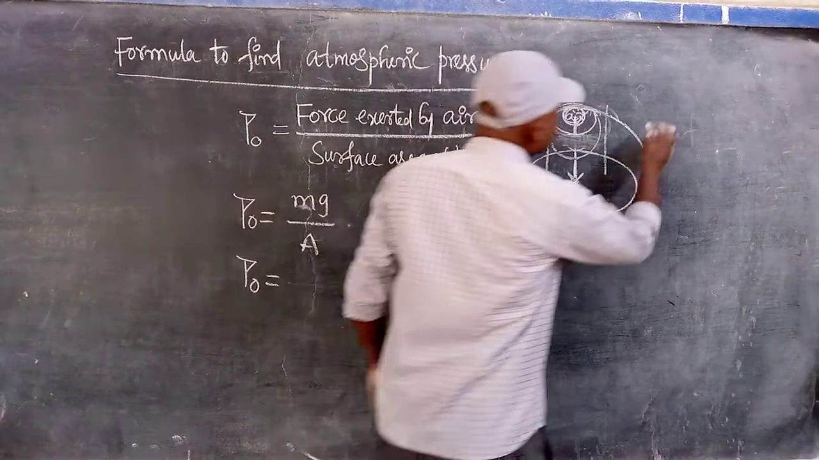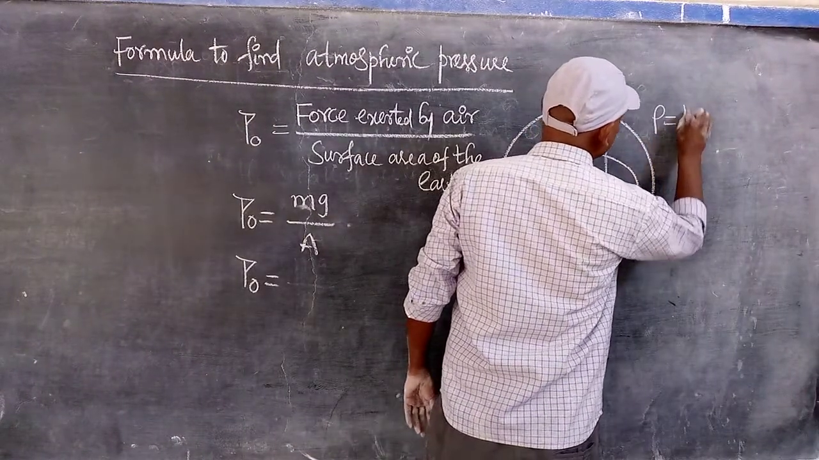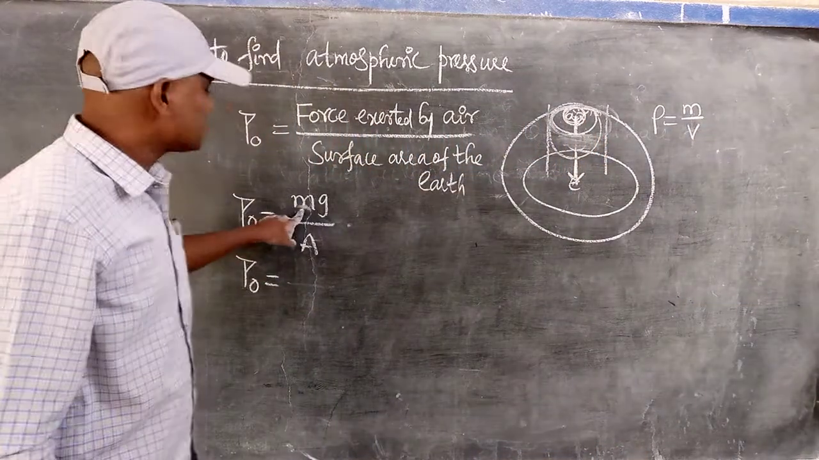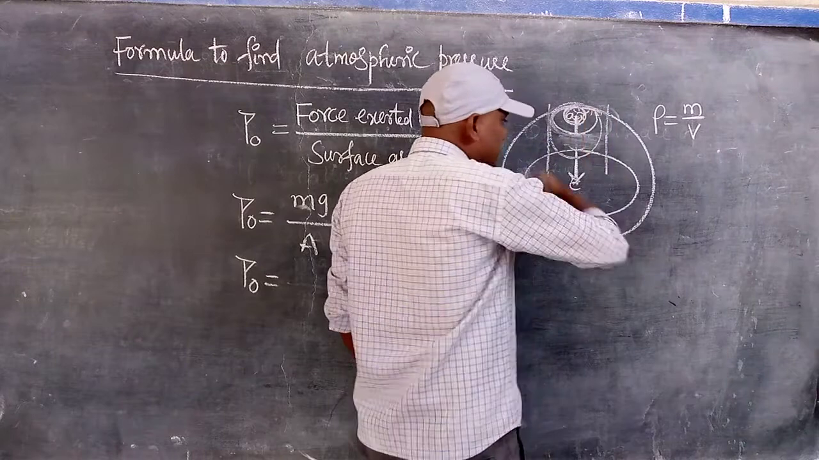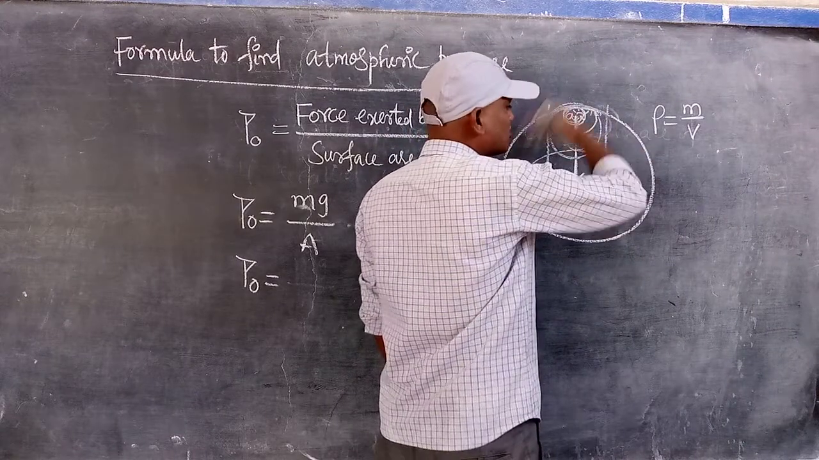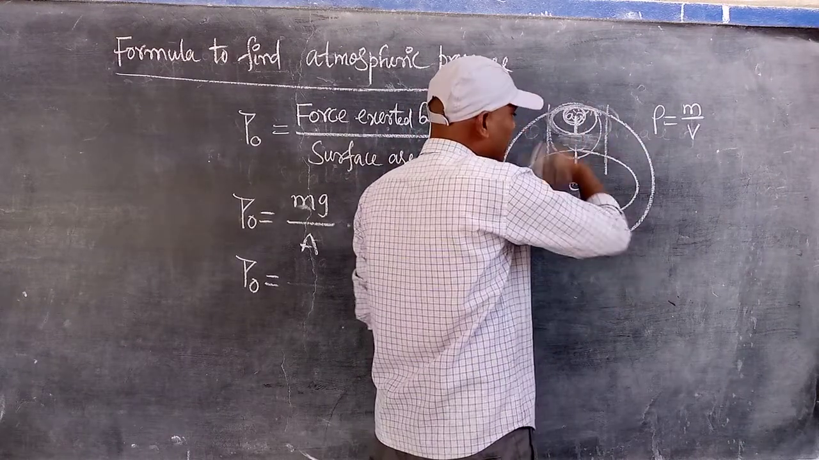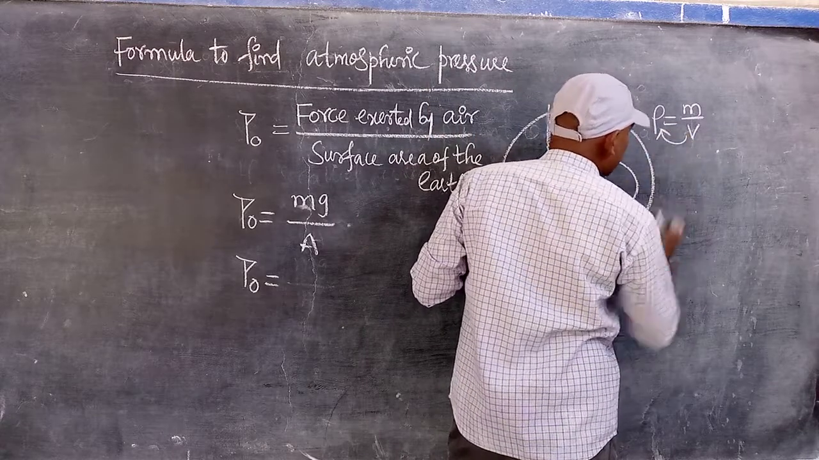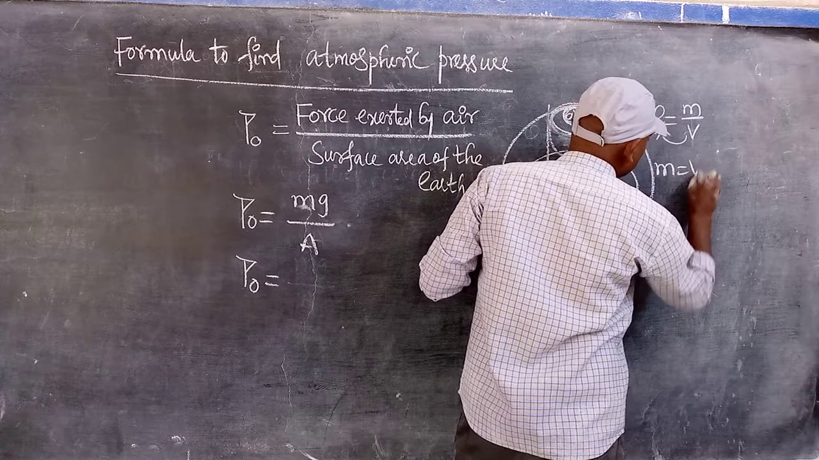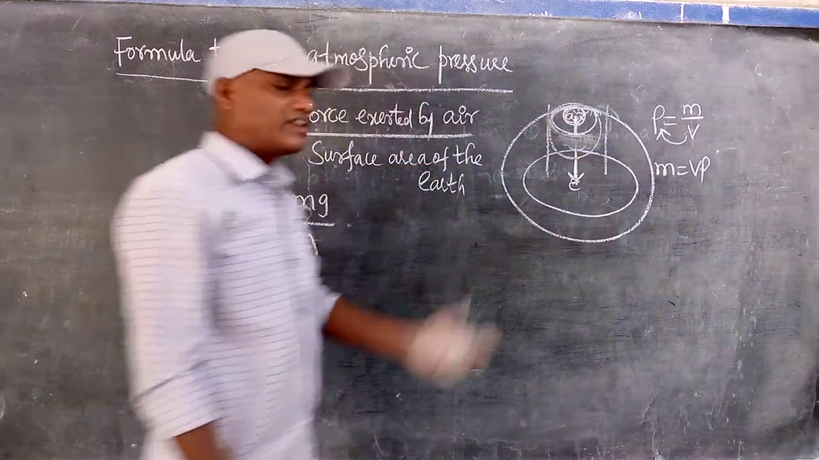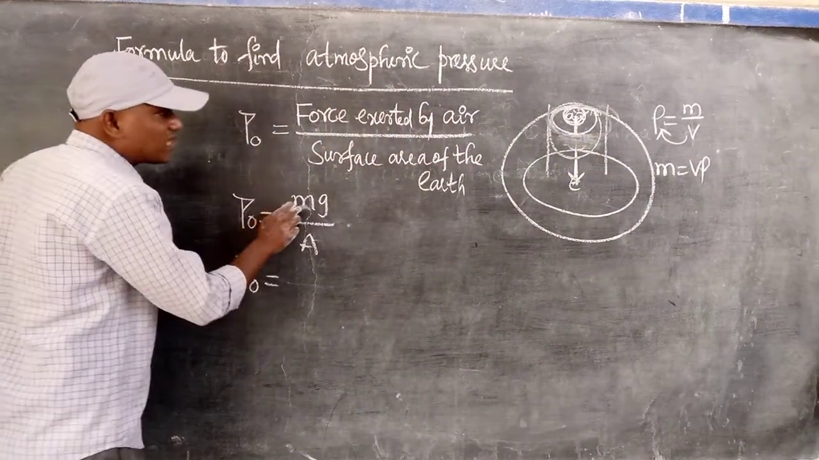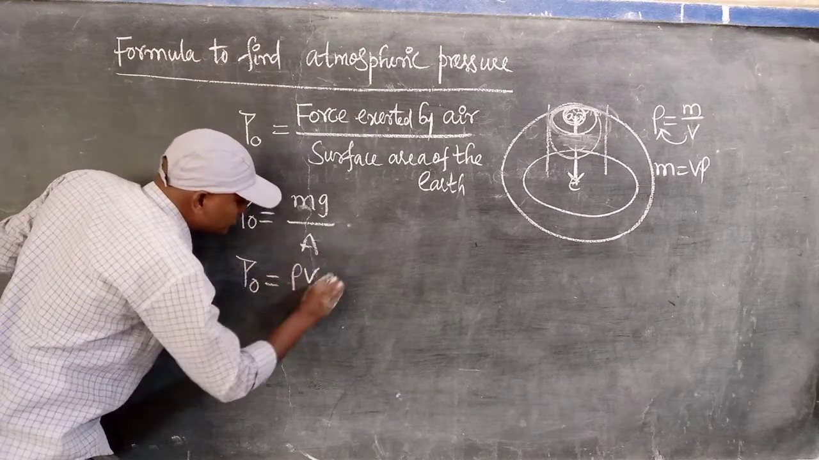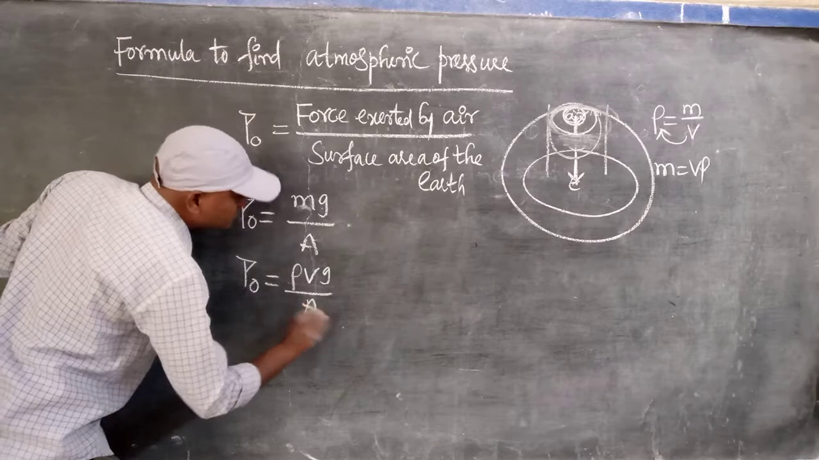So what is the density? Rho is equal to mass upon volume. Here mass is already there. That's why now we consider the entire mass. What is the shape of the earth? The shape of the earth is spherical. So V is transferred to this side. M is equal to V rho, or rho V. That's why in place of M we can write rho V into G upon A.